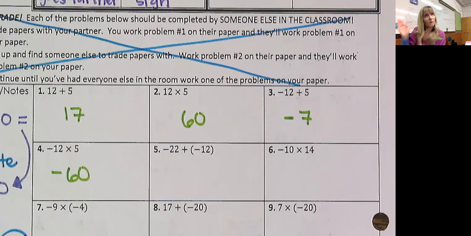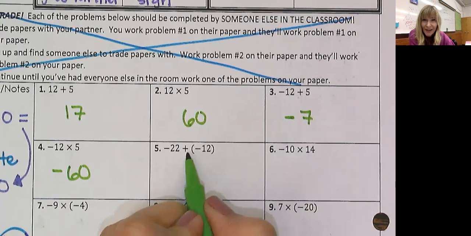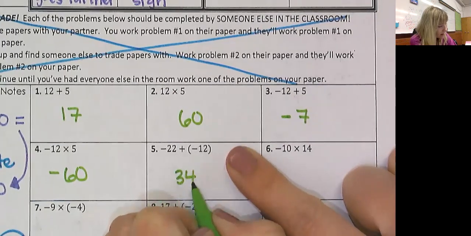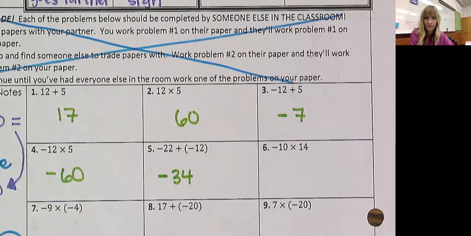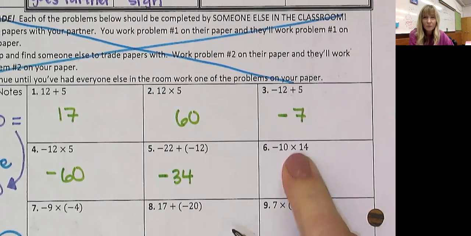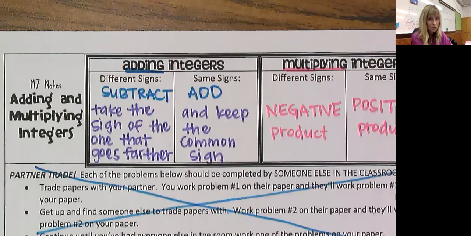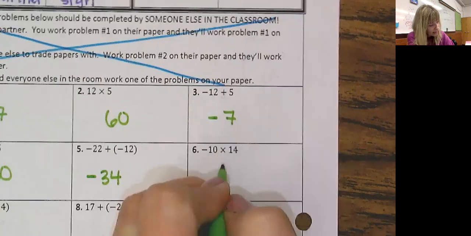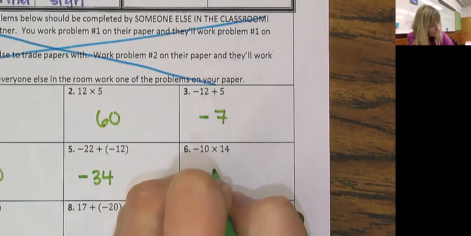Addition, same signs add, keep the common sign. Different signs subtract, take the sign of the one that goes farther. Multiplication, same signs positive product, different signs negative product. The trick is just keeping them straight. I see addition right here. Same signs add, keep the common sign. Ooh, I see multiplication. Switch your brain over to multiplication rules. And until you get them memorized, just keep looking up here. Different signs, negative product.